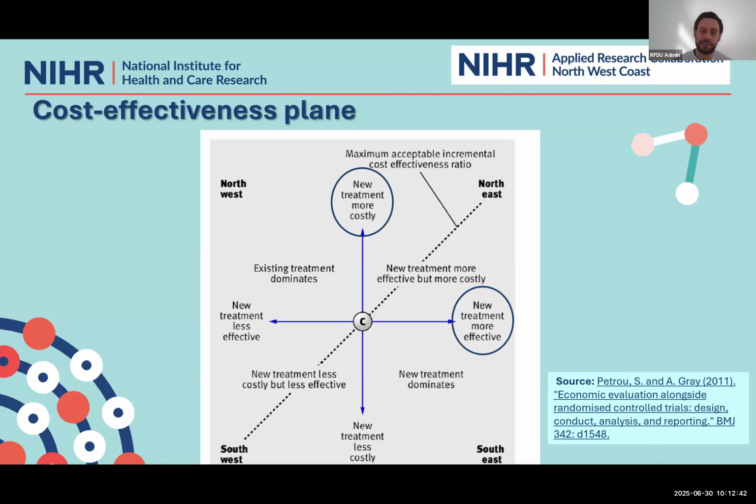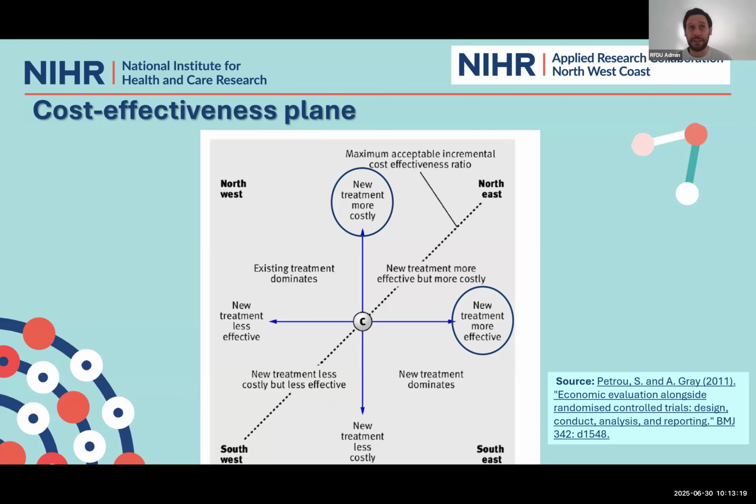The most common quadrant, I have to say, is this one, the northeast one, where the new treatment is more costly and at the same time is more effective. Typically when you implement something new, there will be additional costs which we need to consider. Cost to train a healthcare or social care professional, cost to buy some equipment in order to incorporate the new treatment into clinical practice. For example, the cost of adopting new surgery equipment, and so on. So the new treatment will result in more costs.